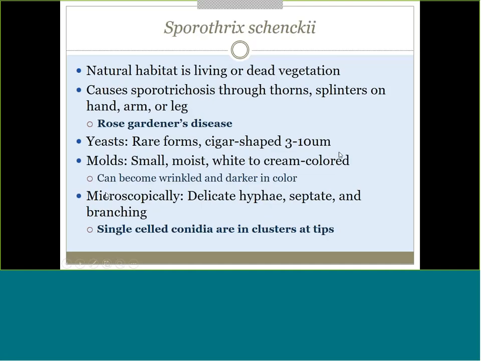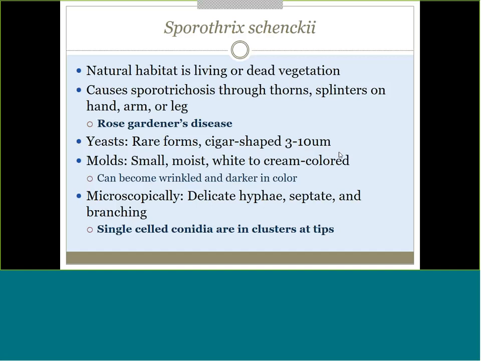Sporothrix schenckii is found on vegetation, commonly with plants, and this is usually passed through when people are tending to their gardens and pruning their plants. It's commonly called rose gardener's disease. So they get it from being pricked with thorns on the roses, and then it will grow into a subcutaneous type infection, and then it can go into a systemic infection.